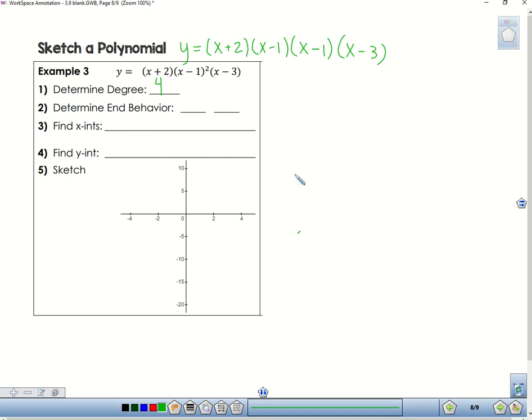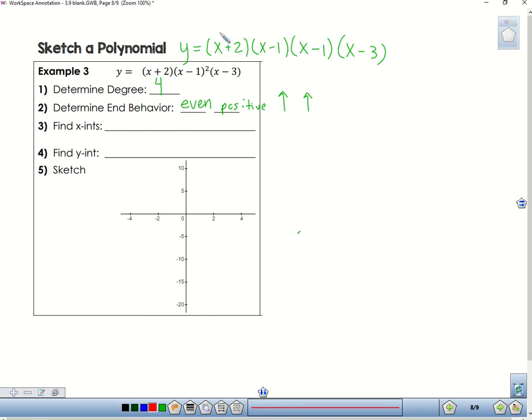And then we want to look at the end behavior of this polynomial. So if the degree is 4, is it even or odd? Even. And is there a negative sign in front of this polynomial? No, so it's positive, even positive. And if you don't remember, the rule for even positive is it ends upward and starts upward. Up and up.